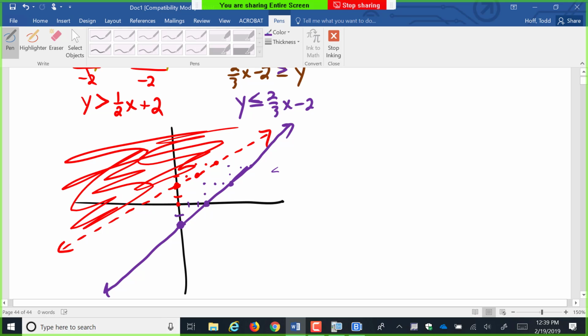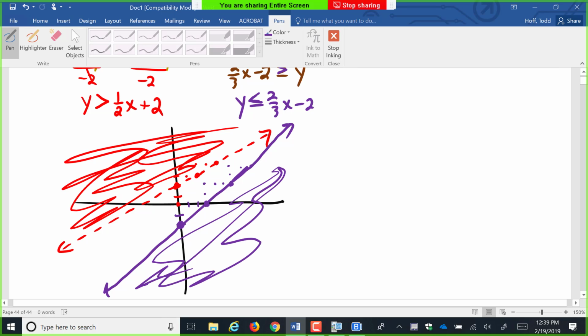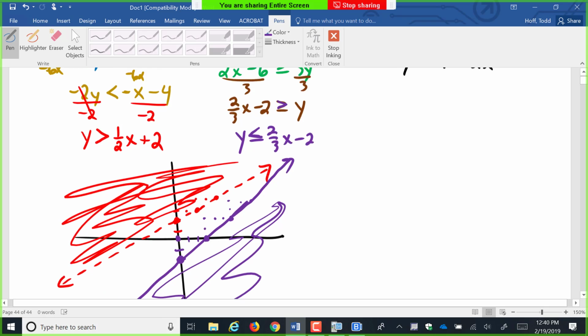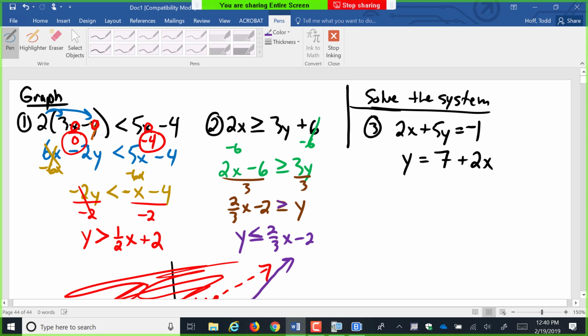It says less than or equal to, so chances are it's below. Let's double check. Would 0, 0 be in that set? No, it's outside that shaded region. So if 0, 0 is false, then we know we shaded it correctly.